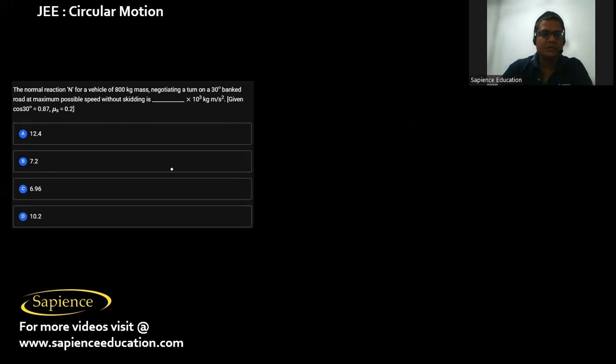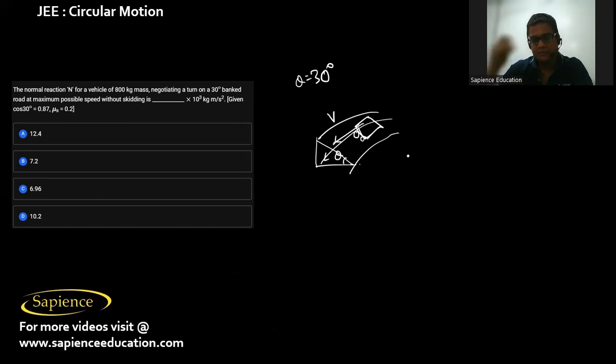And here it is told the normal reaction N for a vehicle of mass 800 kg negotiating a turn of 30-degree banked road at maximum possible speed without skidding is. So it is moving in a banked road. The angle of banking is 30 degree. So it is negotiating a curve. It is moving with a speed v.